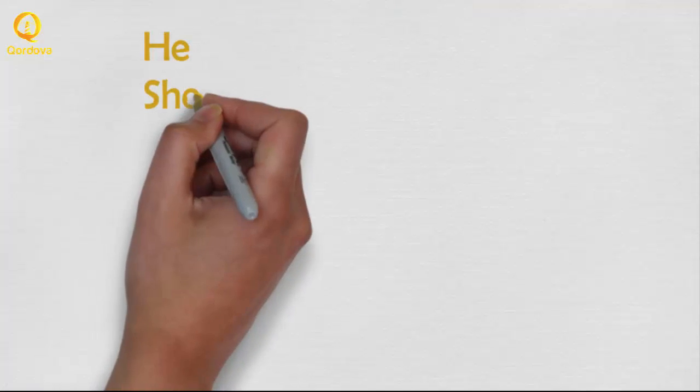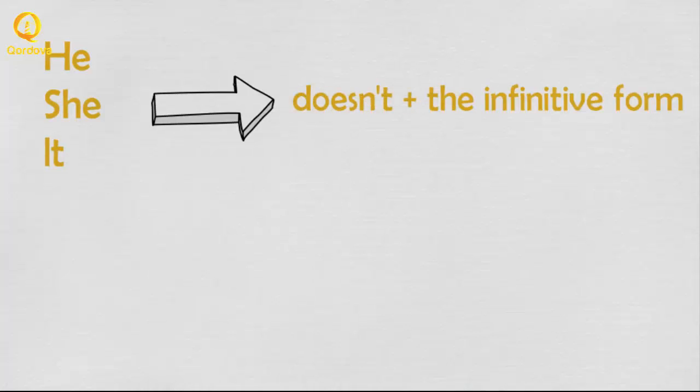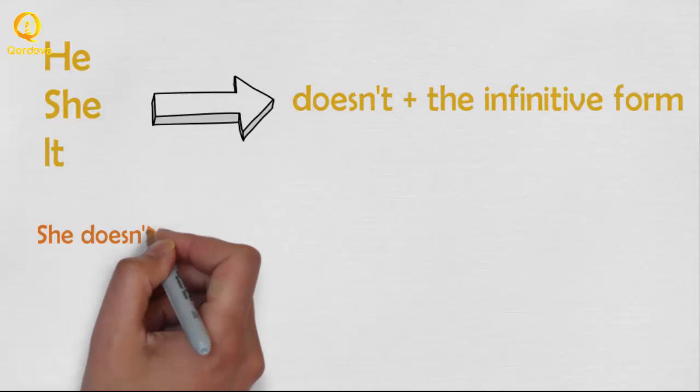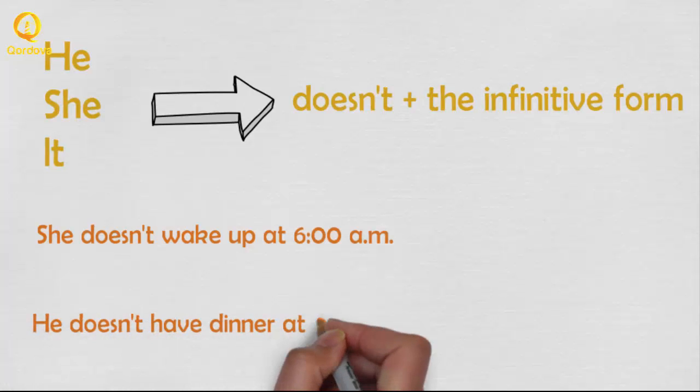But with he, she, it, we use doesn't plus the infinitive form of the verb. For instance, she doesn't wake up at 6 a.m. He doesn't have dinner at 8 p.m.